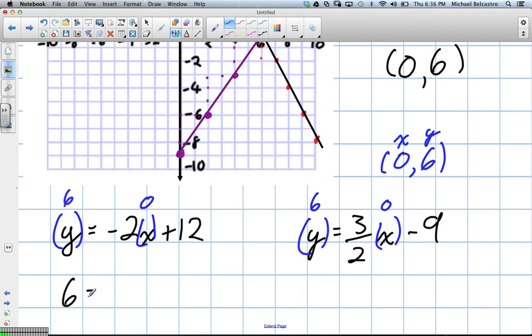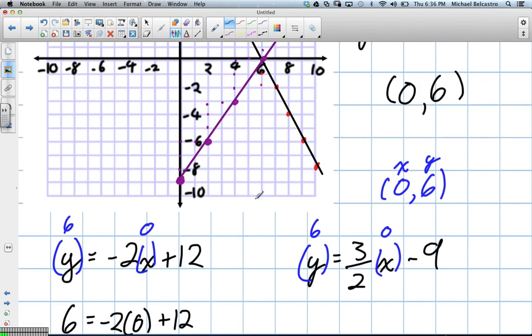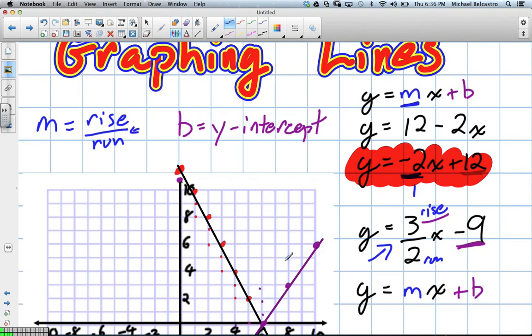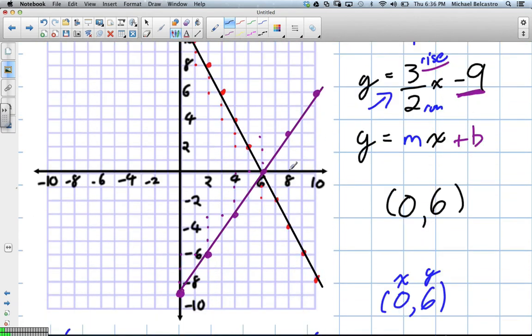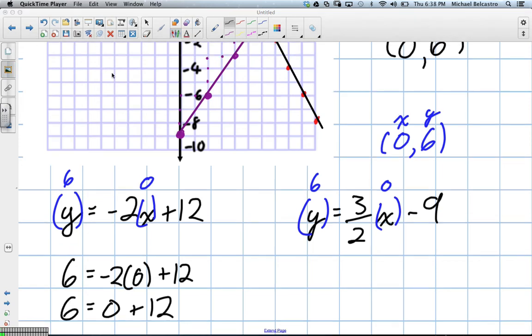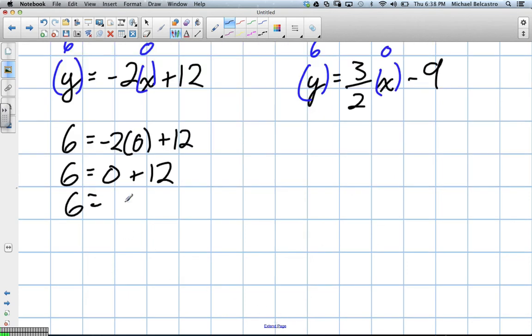This becomes 6 is equal to negative 2 times 0 plus 12. Negative 2 times 0 is 0. No problem here. So let me double check something. Did I write the right equation in? This is good. We ran into an error. It looks like this is not true all of a sudden. But we know by graphing that we were right. So we've made a mistake.